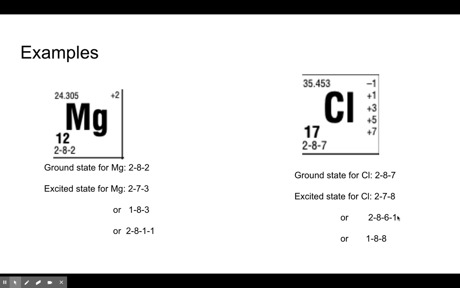What if an electron jumps up from the third level up to a fourth level? 2-8-6-1. Or what if an electron jumps from the first level to the third? That excited state would be 1-8-8. Again, notice in all three excited states, they add up to 17 electrons, just like the ground state does.